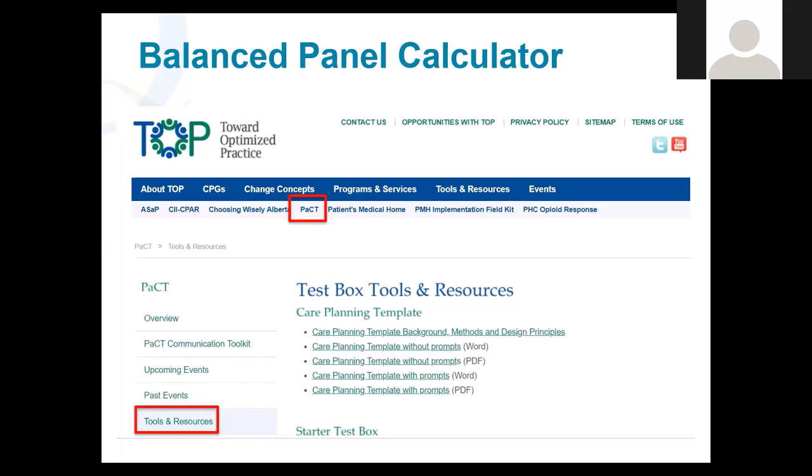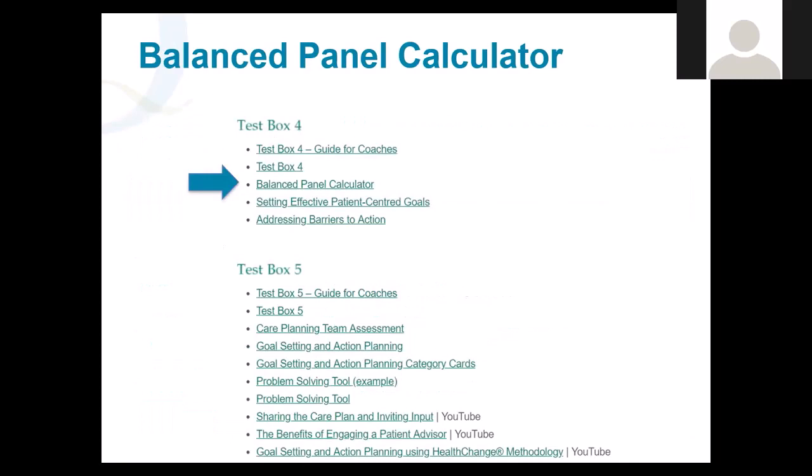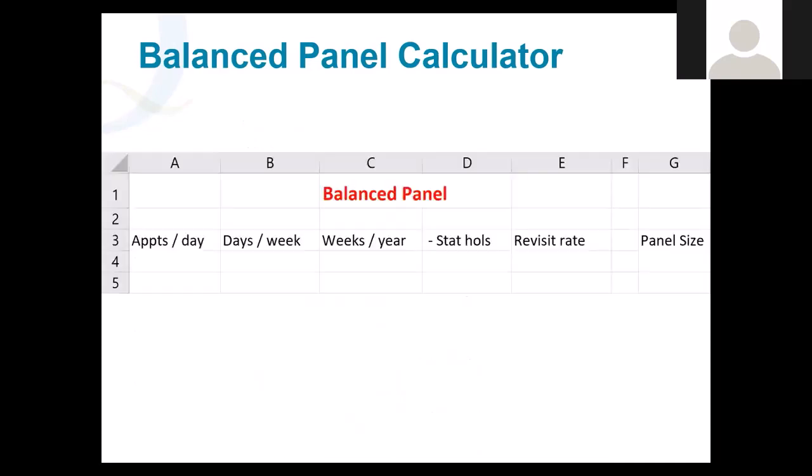Patients collaborating with teams. And so if you go to the Toward Optimized Practice website, select PACT and then Tools and Resources, and scroll down to text box number 4, and there you will find the balanced panel calculator. And this is what it is. It's a very simple Excel spreadsheet that is very, very easy to use.